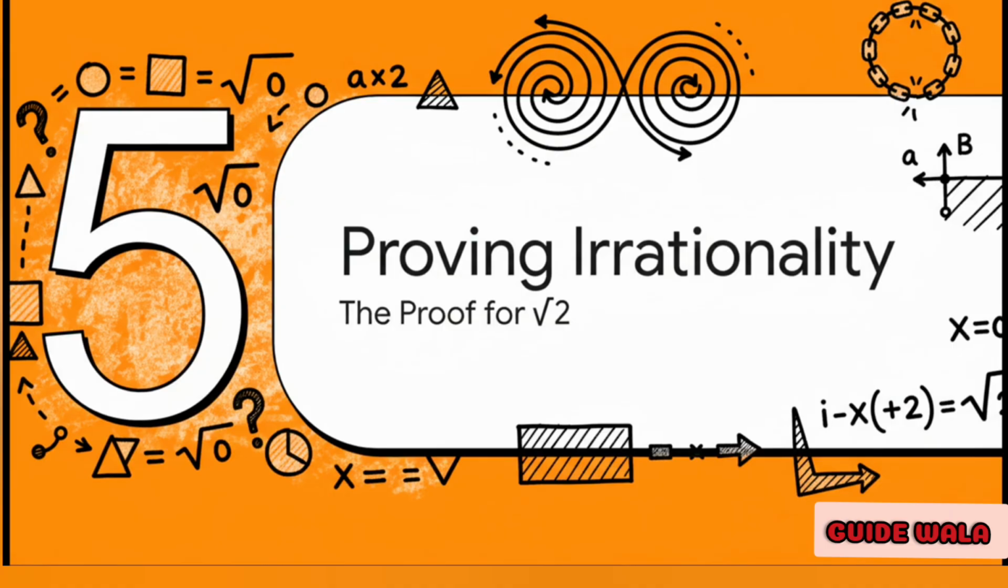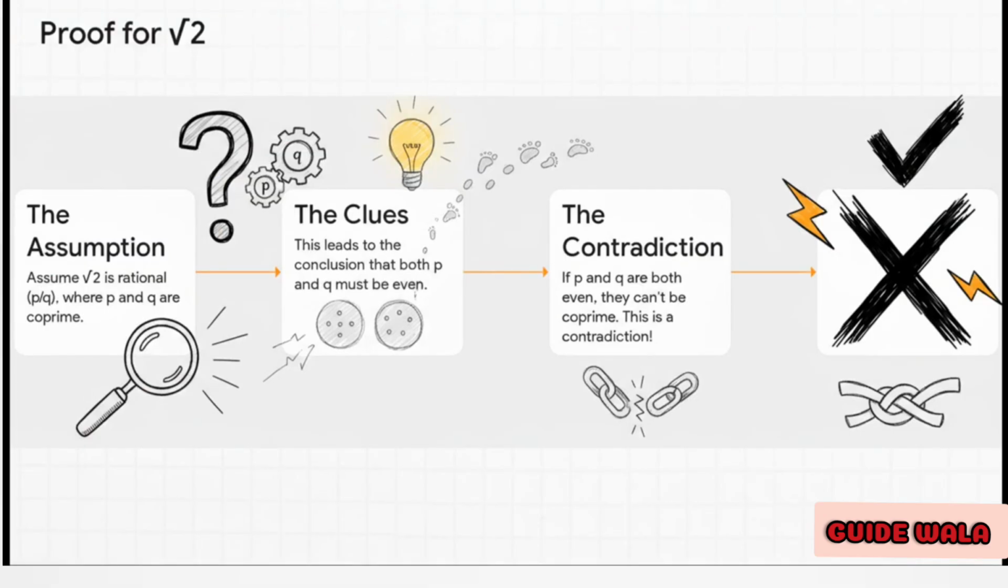Okay, deep breaths. We've arrived at what a lot of students think is the final boss of this chapter. Proving a number is irrational. Specifically, the classic proof for the square root of 2. We're going to solve this like a detective, using a clever method called proof by contradiction. Step 1. We assume the opposite of what we want to prove. Let's pretend root 2 is rational.